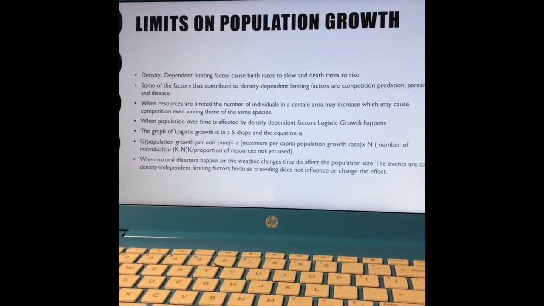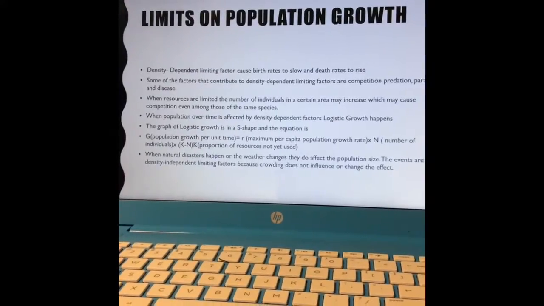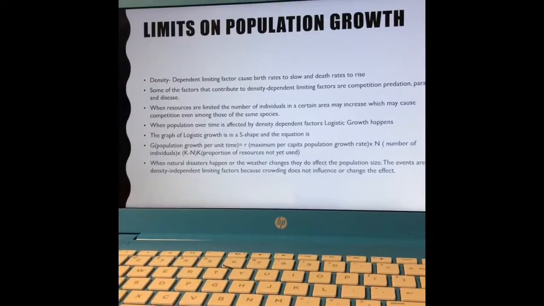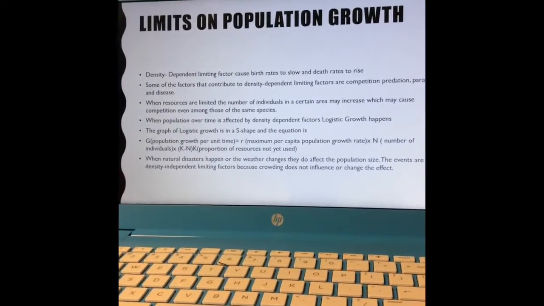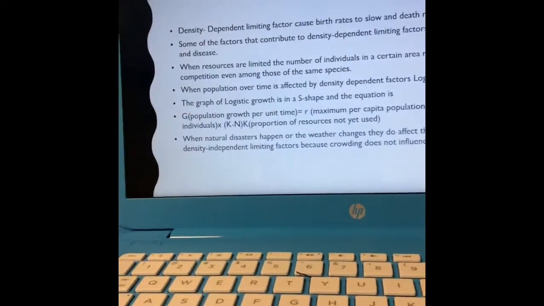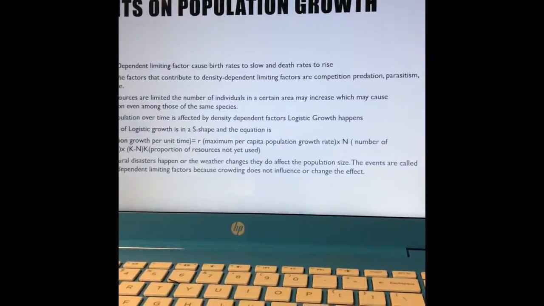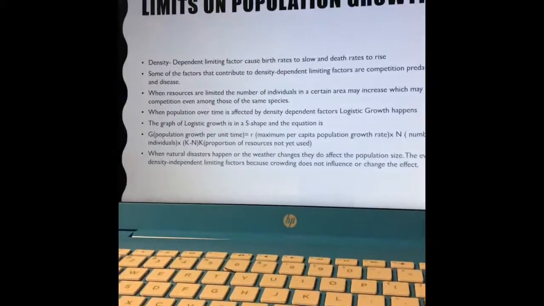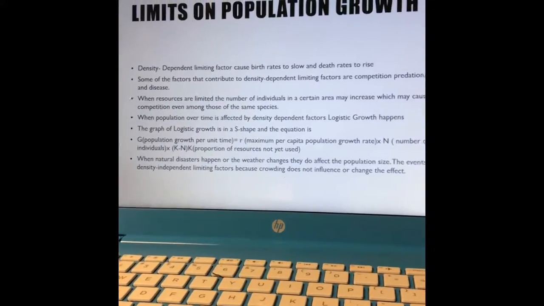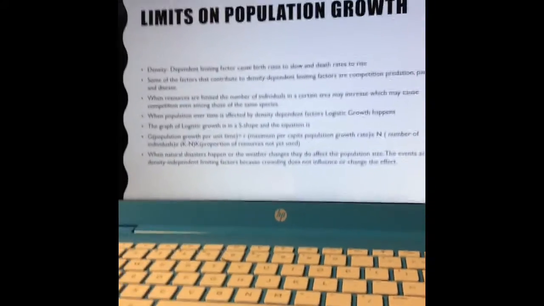When the population as a whole over time is affected by density dependent factors, logistic growth happens. The chart that represents logistic growth is an S shape. And the equation is G, population growth per unit time, equals r, maximum per capita population growth, times N, number of individuals, times (K minus N) over K, the proportion of resources not yet used.